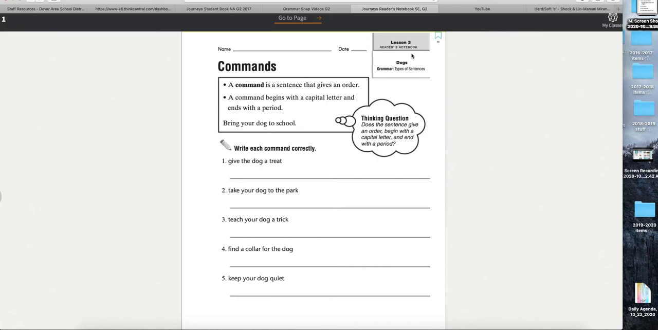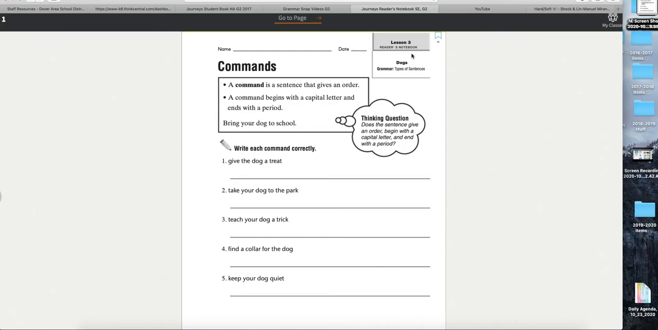So it says at the very top, let me grab a pen here. A command is a sentence that gives an order. Somebody's telling you to do something, ordering you to do something. Page 35 in your reader's notebook. A command begins with a capital letter, because all sentences start with a capital letter, and it ends with a period. Here's an example. Bring your dog to school. Don't you wish somebody would really say that to you? Bring your dog to school. Let me tell you, if I brought my dogs to school, we'd never get anything done because they run around like Looney Tunes all day long.